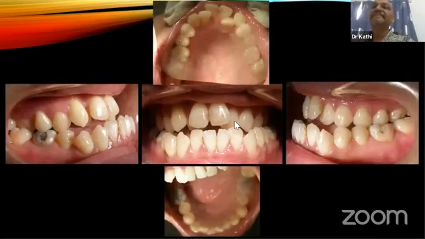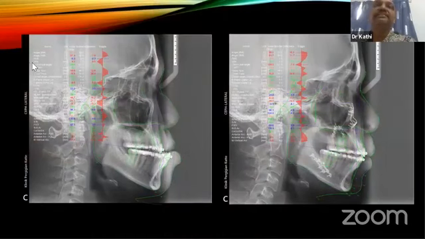Okay, another case, clearly a class 3. The chin is so far forward. This is the discrepancy. The molar is a full unit class 3 with severe crowding in the upper arch and moderate crowding in the lower arch. Even his readings, A and B is 0.3, and the width is off the rocks, negative 9.5.